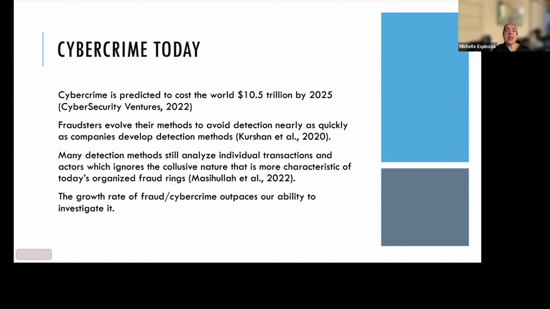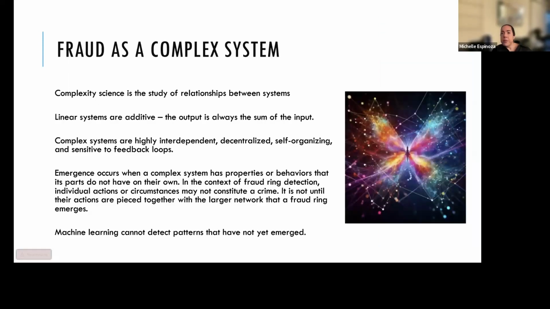So we've all heard the stats, but just in case you've been living under a rock for the last few years, cybercrime is predicted to cost the world $10.5 trillion by 2025, which is larger than all but two nations' economies. Again, fraudsters evolved their methods to avoid detection nearly as quickly or faster than companies develop detection methods. And many detection methods still rely on analyzing individual transactions, which ignores the collusive nature that is more characteristic of today's organized fraud rings.